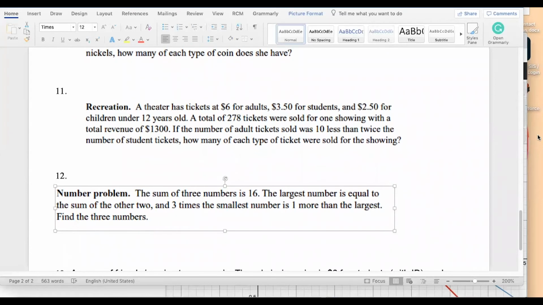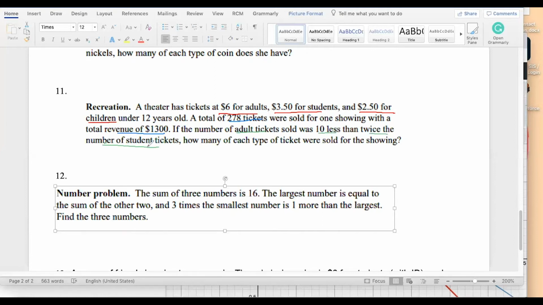Let's go. I'll read the question first. It says a theater has tickets at $6 for adults, $3.50 for students, and $2.50 for children under 12 years old. A total of 278 tickets were sold for one showing with a total revenue of $1,300. If the number of adult tickets sold was 10 less than twice the number of student tickets, how many of each type of ticket were sold for the showing?